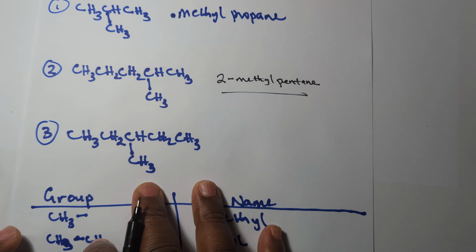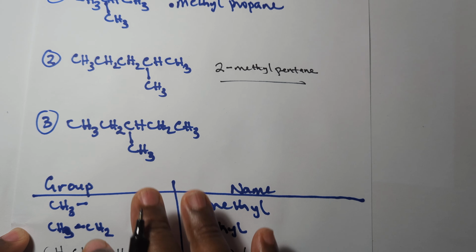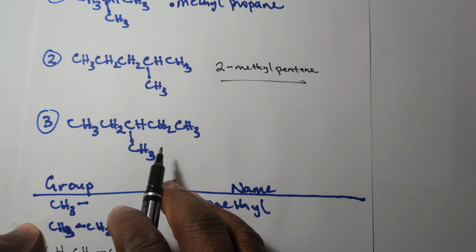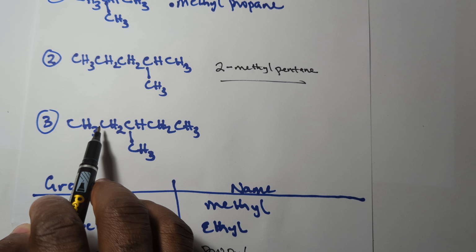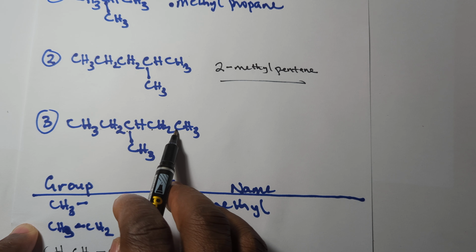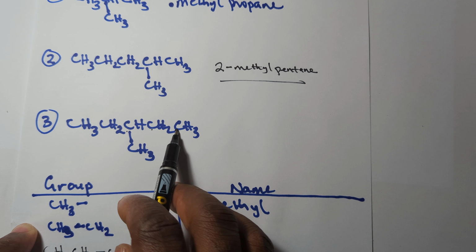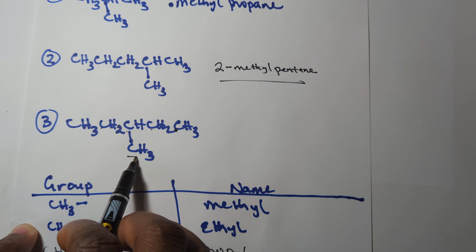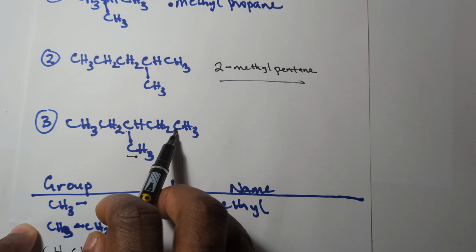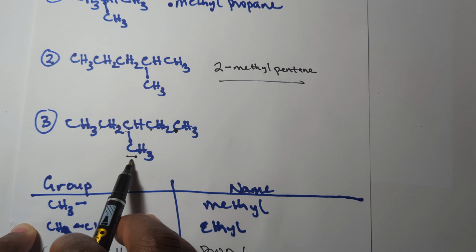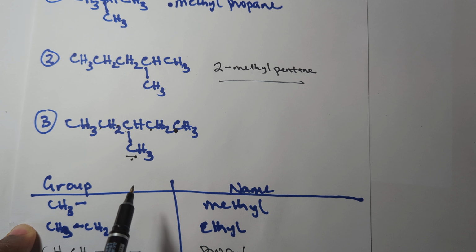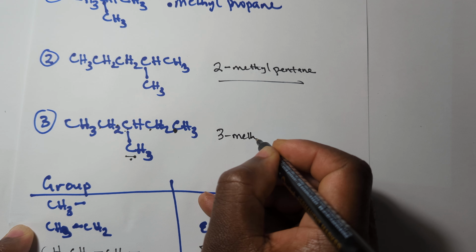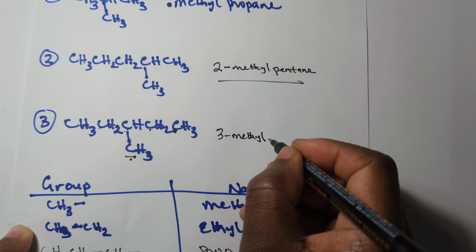For the third example, whether we count from left to right or from right to left, we have 1, 2, 3, 4, 5. It's still the pentane group. Then from here, 1, 2, 3, at carbon 3 we have a methyl group. If we count from the other side, also 1, 2, 3, at carbon 3 we have the methyl group. So it is going to be named 3-methylpentane.